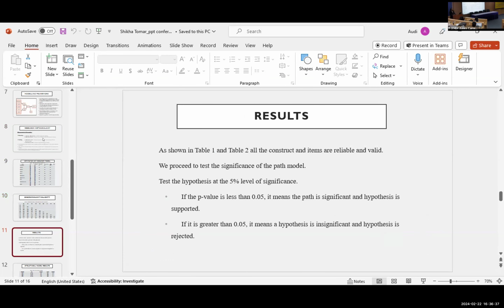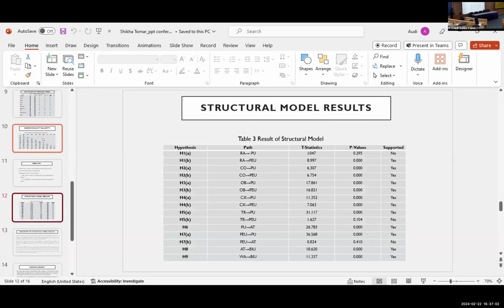So after assessing the reliability and validity for the proposed model, we test the significance of the path model. Here, the hypotheses were tested at 5% significance level, which means that if the p-value is less than 0.05, then the path is significant and the hypothesis is supported. But if the p-value is greater than 0.05, then the path is insignificant and the hypothesis is rejected. Now, table 3 displays the results for the structural model. So here we can see that the majority of the hypotheses are supported and only a few hypotheses are not supported.